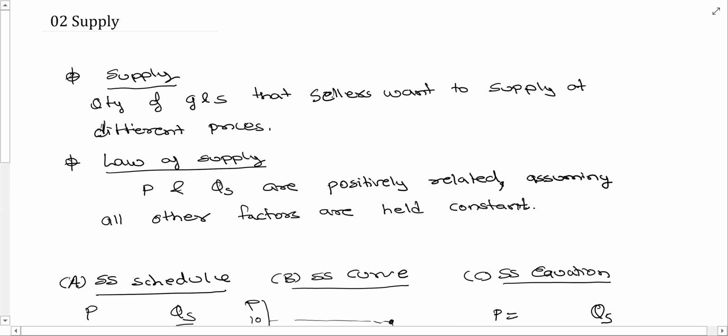In this video, we will talk about supply. Now, let's define supply first. Supply is the quantity of goods and services that the sellers would want to supply at different prices. Right now, this is about sellers' behavior.